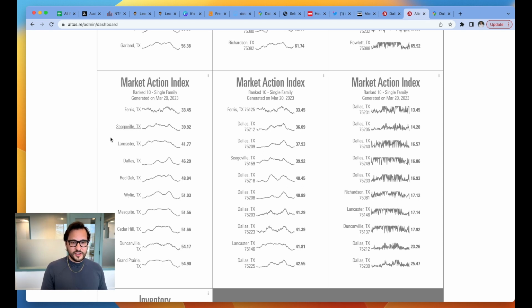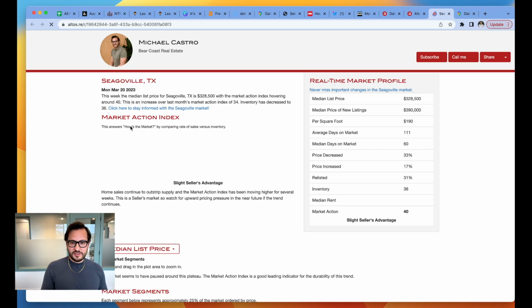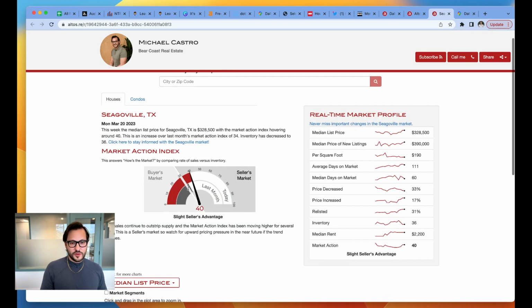Up next is Seagoville, it's probably about 20 minutes from Dallas. Let's click on Seagoville, see what we can see. Yeah, so Seagoville last month was almost a buyer's market. I think this is probably one of the lowest, but as you can see, it's already jumped up the following month all the way up to 40.